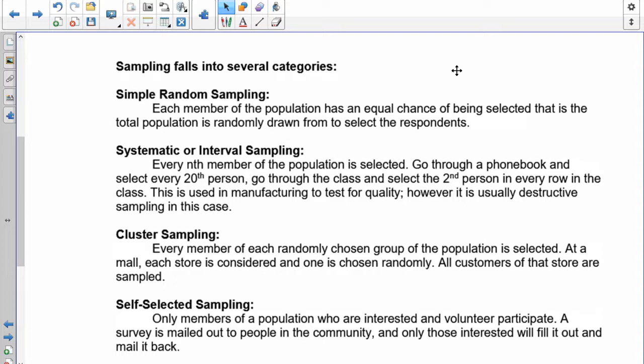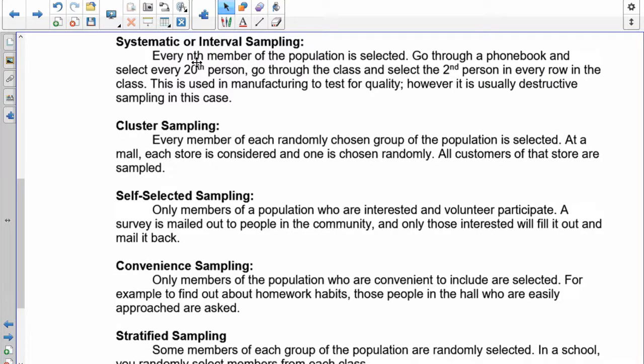A way to get around that is to use systematic or interval sampling. In this situation, every nth member, like every fifth or sixth or seventh member of the population, is selected. So, for example, if you're in town, you could go through a phone book and select every 20th person. You could go through a class and select every second person. You could go through the whole class list or the whole school list of students and take every 30th person or every 20th person.